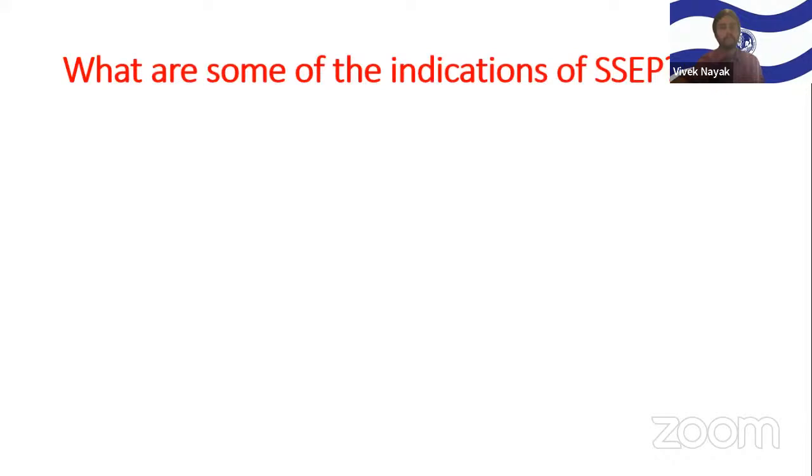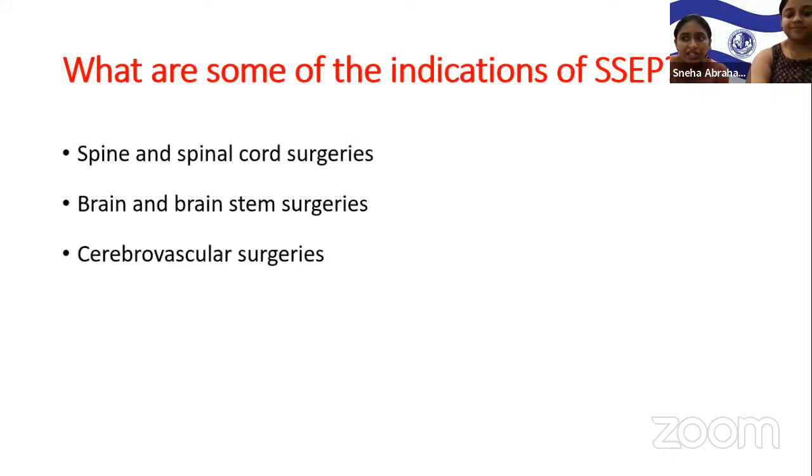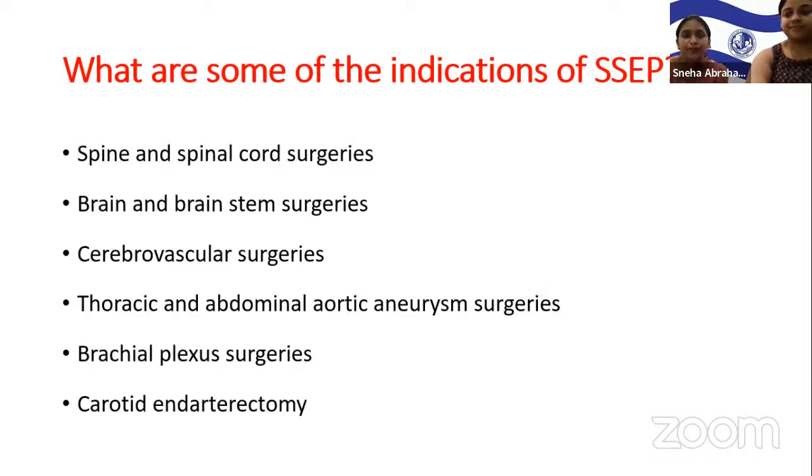What are some of the indications of somatosensory evoked potential? The indications include spine and spinal cord surgeries, brain and brainstem surgeries, cerebrovascular surgeries, thoracic and abdominal aortic aneurysm surgeries, brachial plexus surgeries, and carotid endarterectomy.